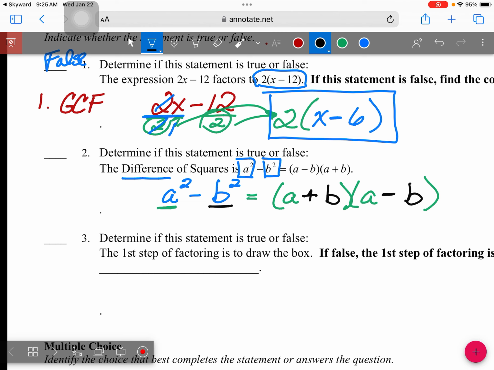So, is this statement true? Is the difference of these 2 squares equal to a minus b times a plus b? Yes, that is true. It's kind of like saying, is 5 times 4, is that the same as, or 4 times 5, is that the same as 5 times 4? So yes, you can switch these around. Okay?